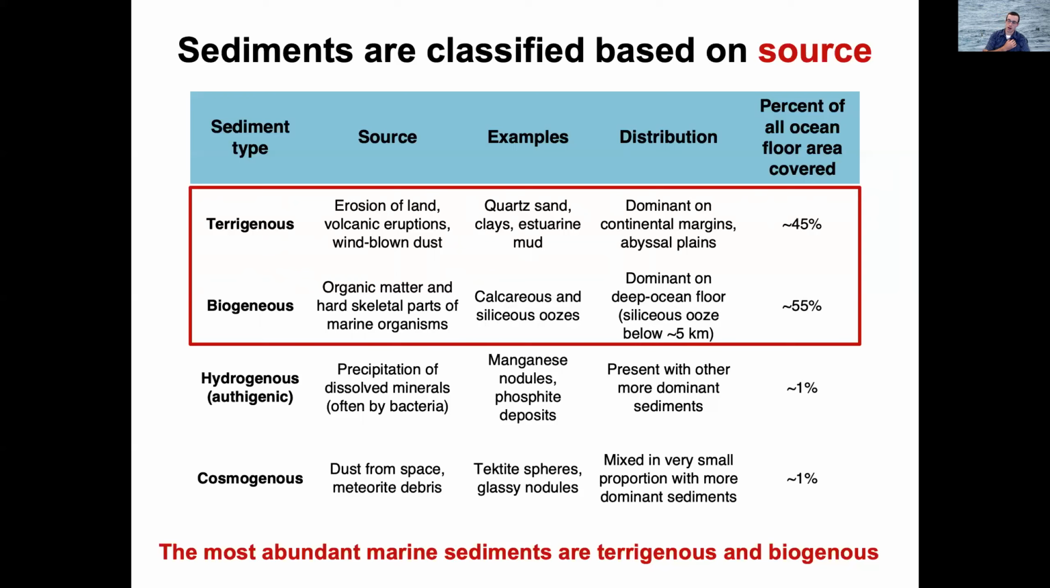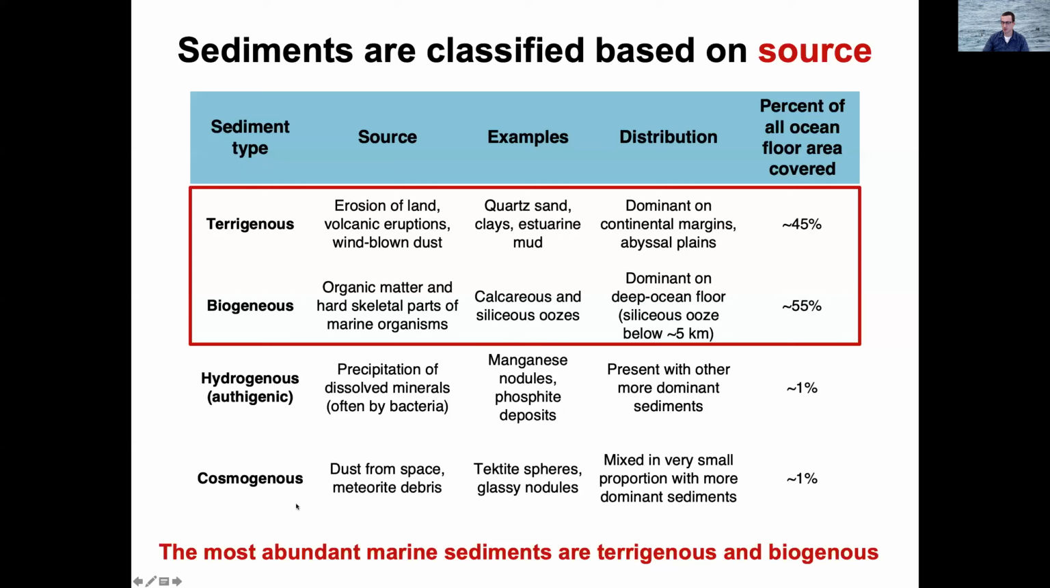Hydrogenous sediments, or authigenic, is another way that we commonly describe them. That means that they form in place. And so this is the precipitation of dissolved minerals. This can be mediated by bacteria, but we're not talking about bacterial skeletons. It's a chemical precipitation, and bacteria can make that go faster. Examples here are manganese nodules and phosphorite deposits. It's very important right now, as there's a lot of deep sea mining that is being proposed and explored, and so that's important to understand about those. And they're present with other more dominant sediments.